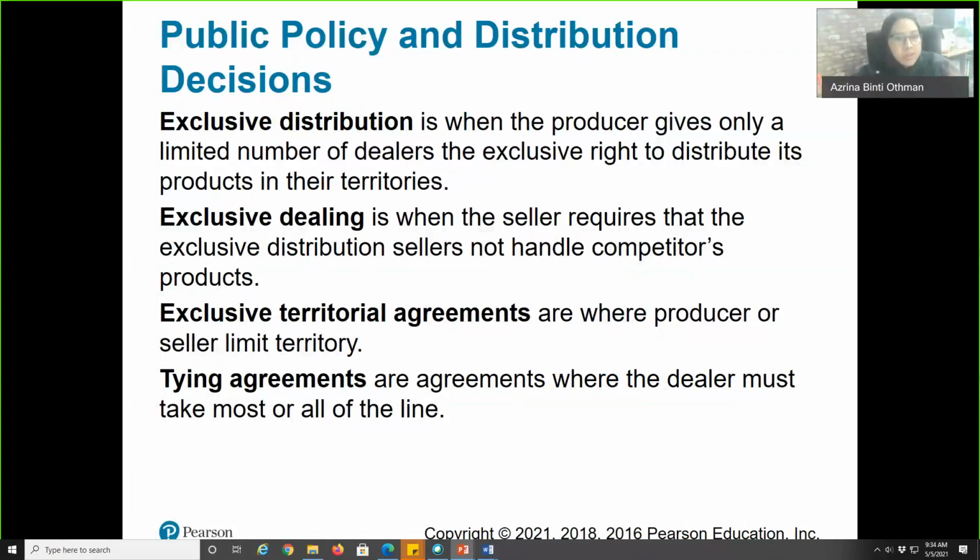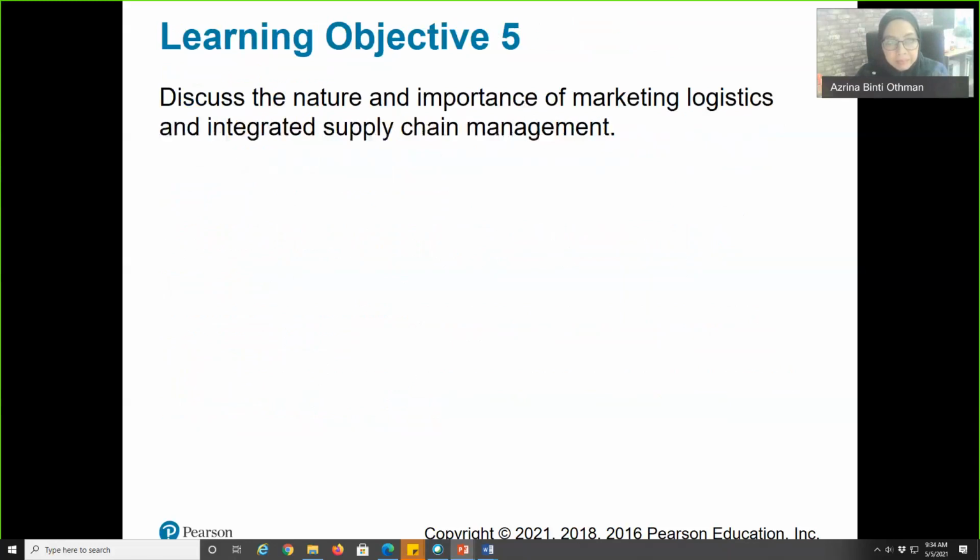Okay, luxury brands, luxury products. Okay, exclusive dealings is when the seller requires that exclusive distribution sellers not handle competitors' products. Exclusive territory agreement, where producer or seller limits territory. Tying agreement, agreement where the dealer must take most or all of the line. Ni biasanya luxury brands lah.